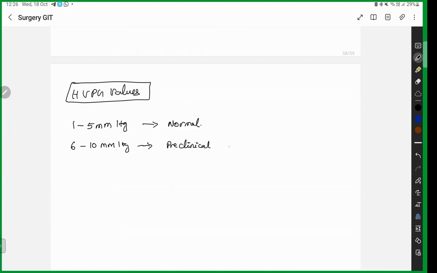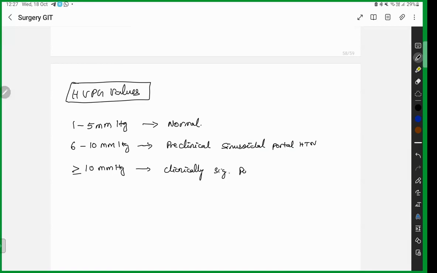Preclinical sinusoidal portal hypertension. And number 3, you're going to have more than or equal to 10 millimeter of mercury. It is going to be clinically significant.